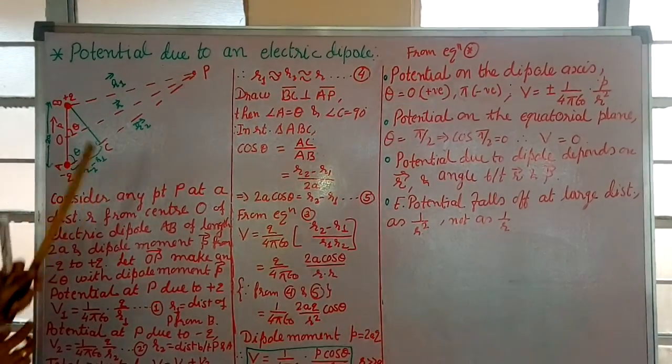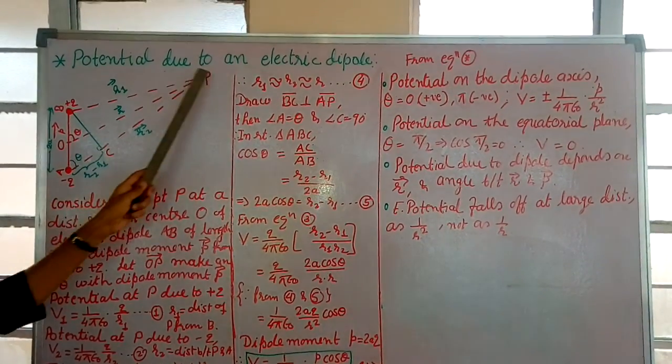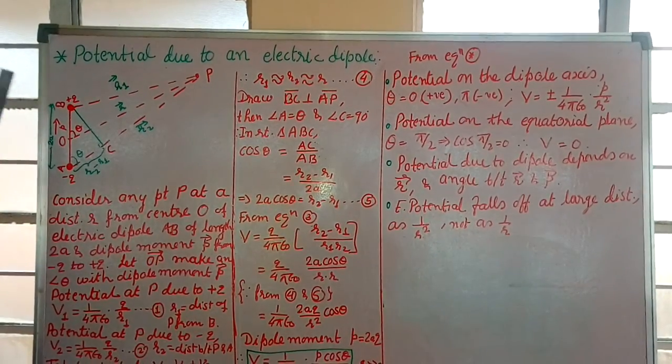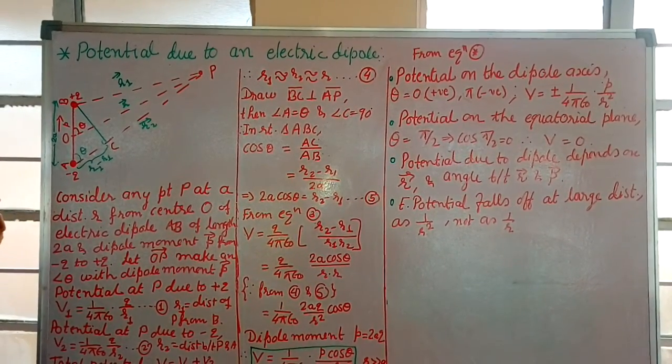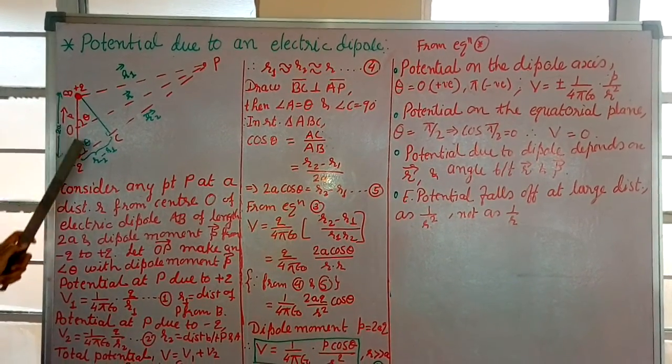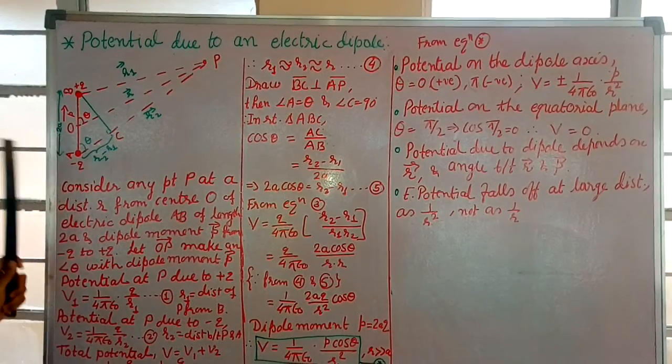We shall go to the next topic, potential due to an electric dipole. Okay, we know what a dipole is. Dipole means equal and opposite charges separated by some distance. We call that system of two charges an electric dipole.